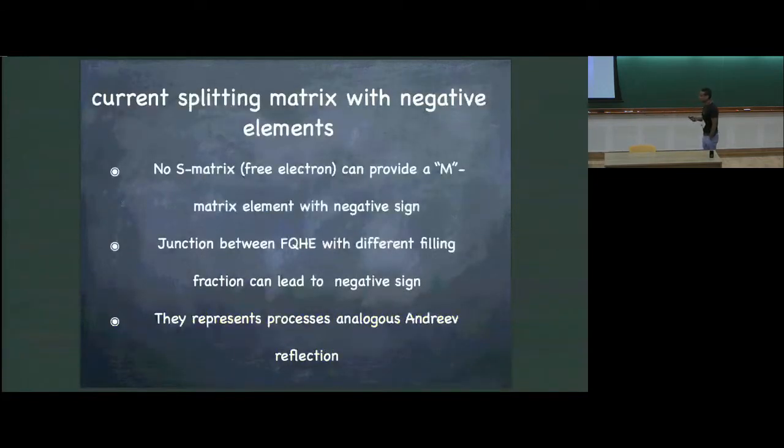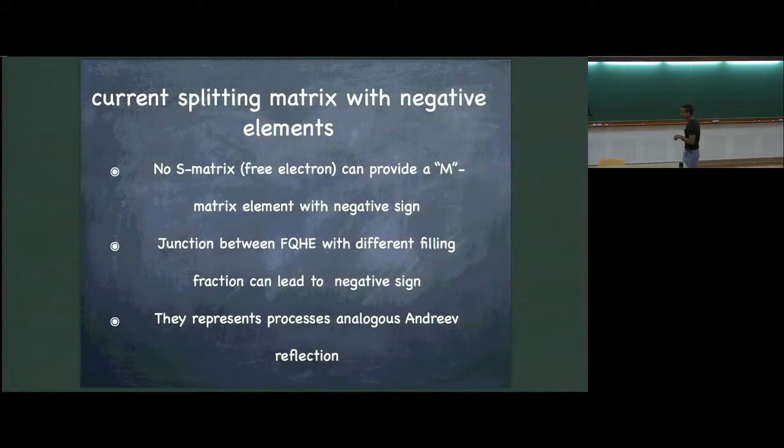So now the interesting question. Can you have a current splitting matrix with a negative element? That will be really interesting because if you have negative elements in the current splitting matrix, it is analogous to having Andreev reflection, some sort of an Andreev reflection. Can you have that? Which is essentially asking, can you have non-trivial fixed points which have this property that current is coming in and holes are bouncing off on the other side, right?